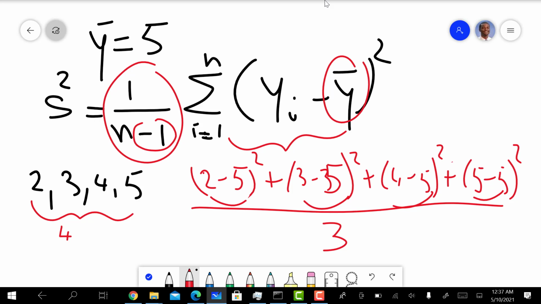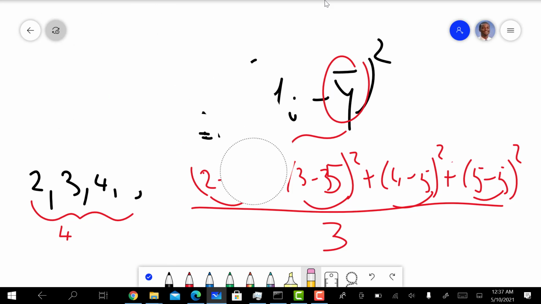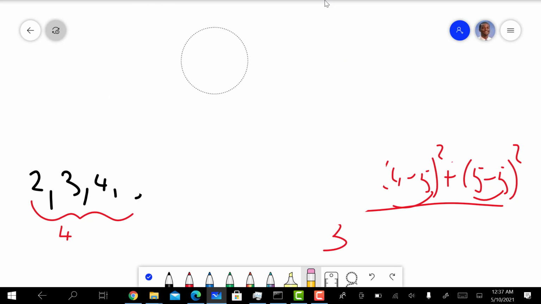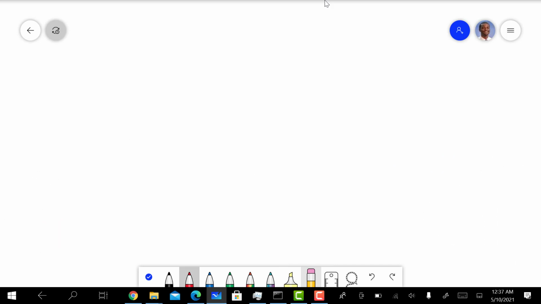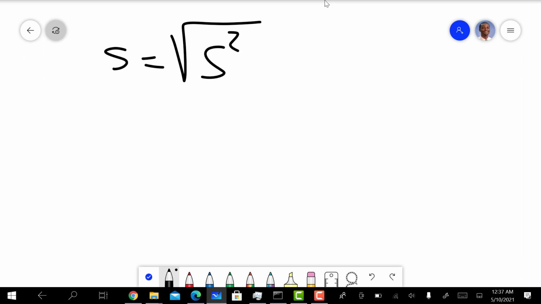There is another quantity that you may have heard of, which is called the standard deviation. And the standard deviation is pretty much the square root of the variance. So once you find your variance, all you have to do is calculate your standard deviation as the square root of your variance. Remember, your variance is always s squared, and the standard deviation is the square root of s squared.